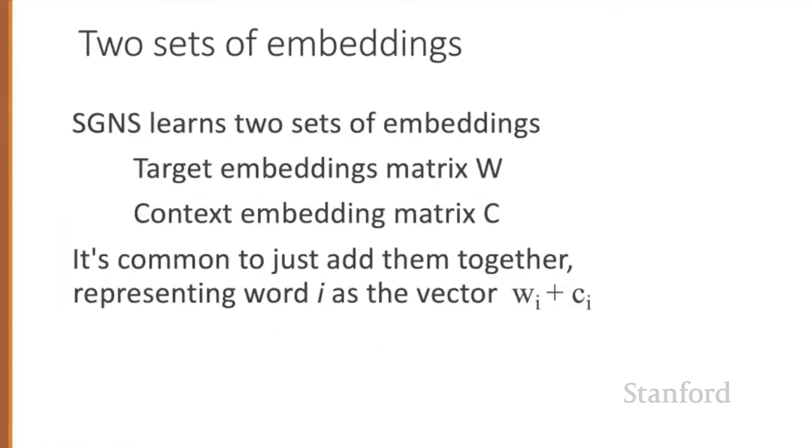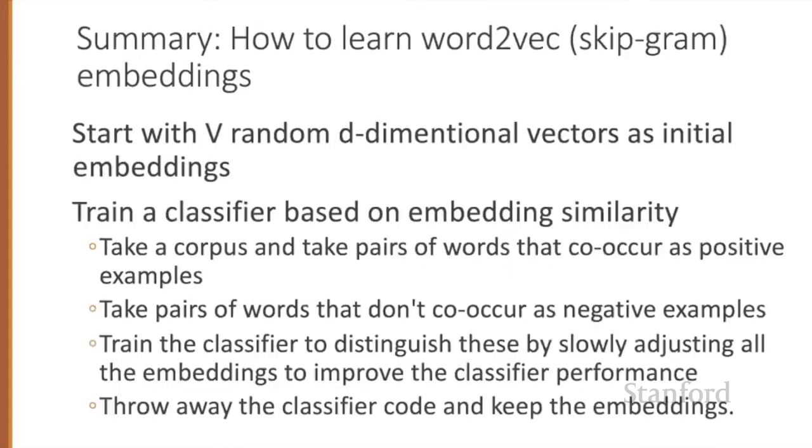So as we've just seen, the skipgram model learns two separate embeddings for each word: the target embedding W and the context embedding C stored in these two matrices, W and C. But we only need one vector to represent a word in our various NLP applications. So which one should we use? It's most common to just add them together. So we're going to represent word i by summing the vector W sub i and C sub i to get a representation for the word.